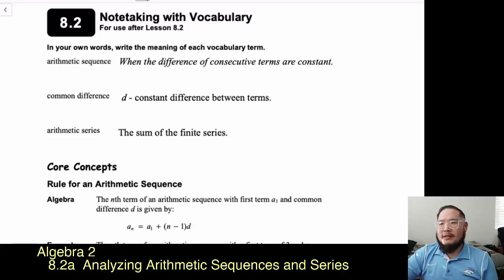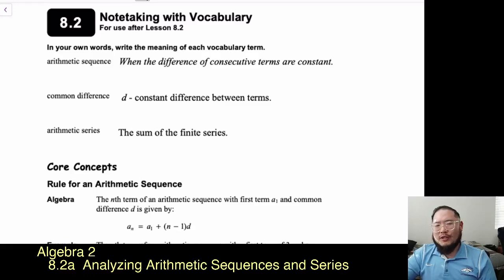Some people like to say arithmetic, some people like to say arithmetic. Potato, potato, right? I'll probably say arithmetic, maybe I'll say arithmetic. I might switch back and forth. I get confused as well on this. So let's go ahead and get things rolling.